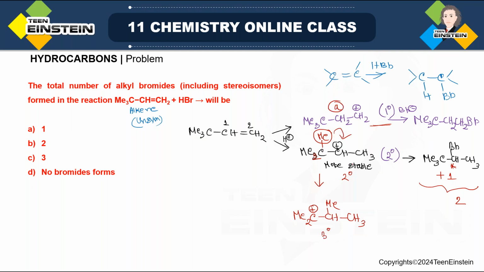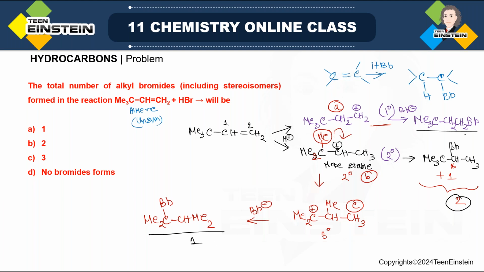Suppose this is carbocation A, carbocation B, carbocation C. C is more stable than B, then A. Now from this carbocation, if you add Br minus, finally you will get Me2C Br, CHMe2. Now there is no chiral center. So you have to consider this also as a product. So this is one. Here we already have 2 because of this chiral center. So 1 plus 2, 3.